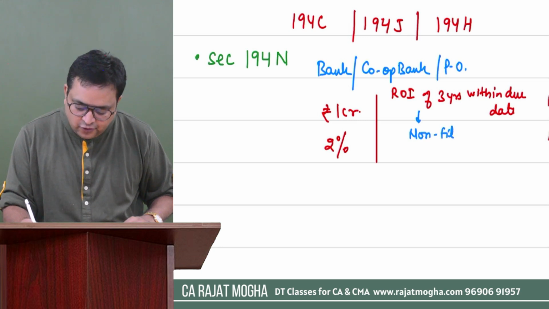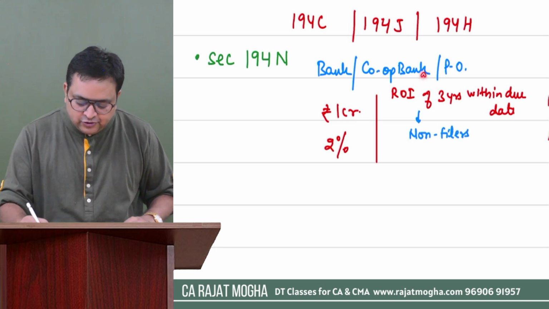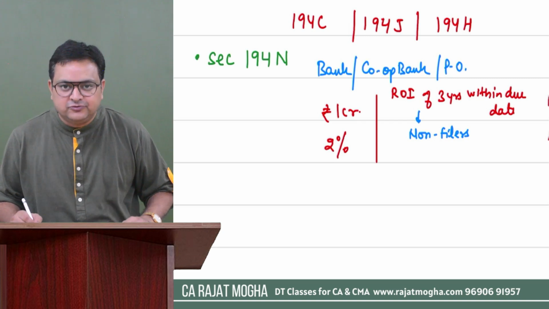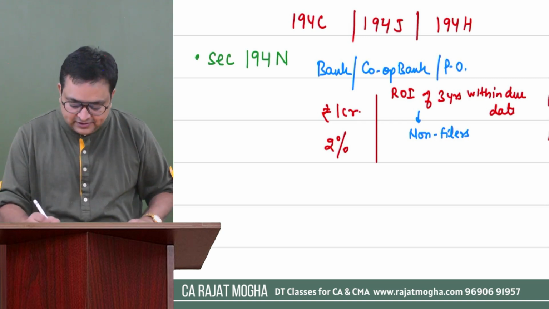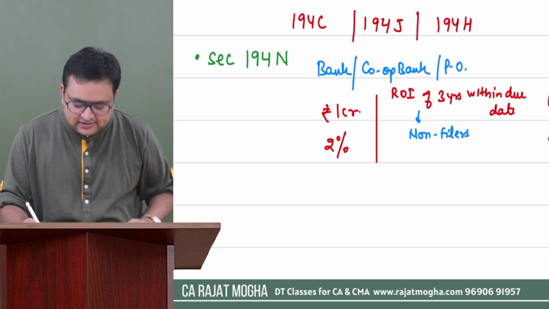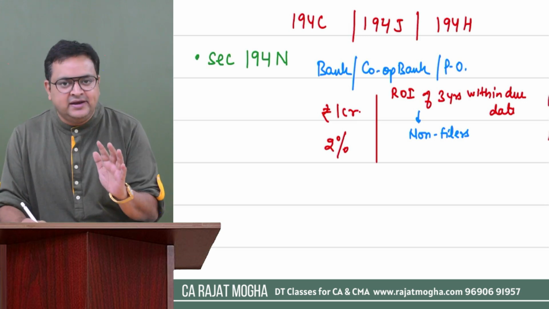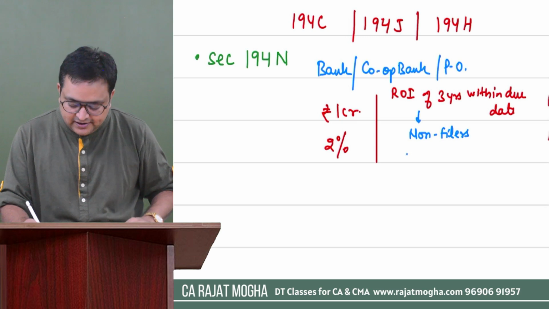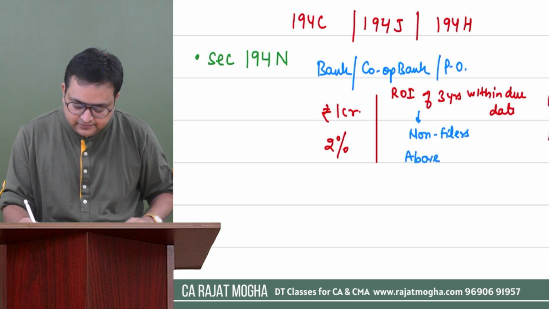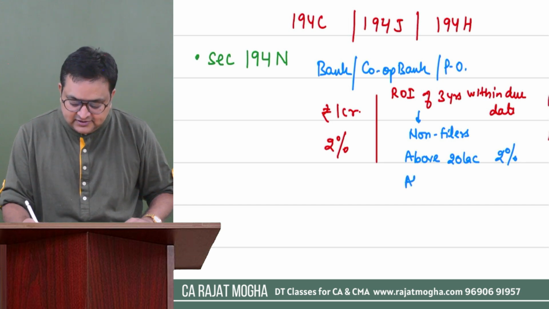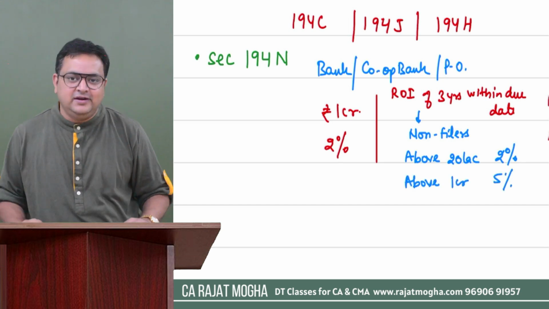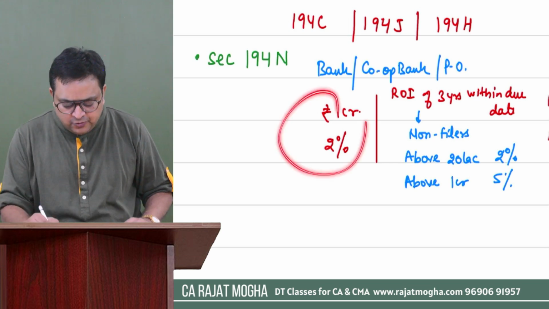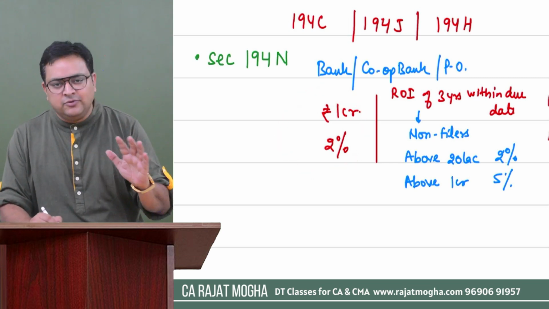So in case of non-filers, if they withdraw the amount from bank, cooperative bank or post office, then even after 20 lakh, we are going to deduct TDS. So for them, the limit is 20 lakh, 0 to 20 lakh, we are not going to apply any rate of TDS, but above 20 lakh, we will apply 2% rate. And in case it goes above 1 crore, then we are going to apply 5% TDS rate.